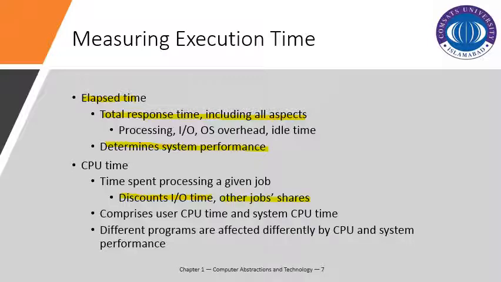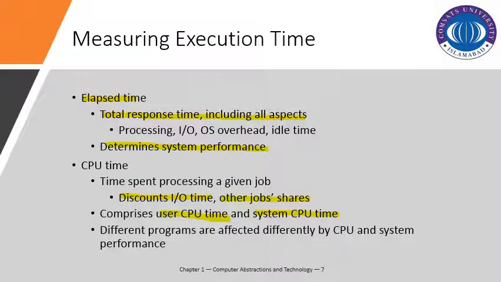So CPU time comprises two times, the system CPU time and the user CPU time. The system CPU time is the time utilized to process the system utilities, system applications, or system software, for example the operating system time. The user CPU time is the actual program time that is used to execute that particular program on a system, by a specific processor. So different programs are affected differently by CPU and system performance.